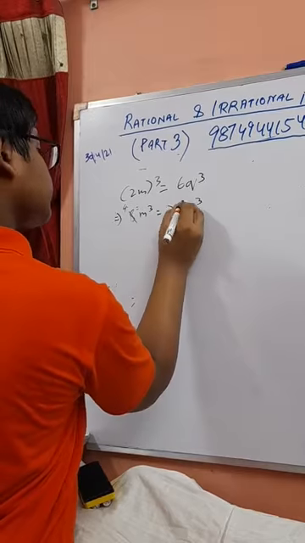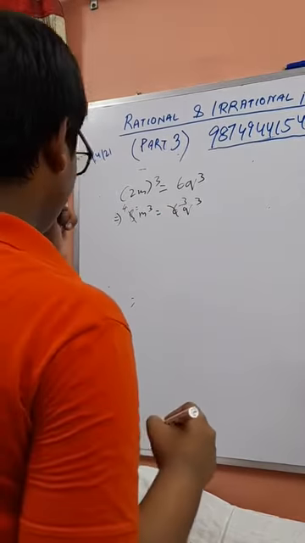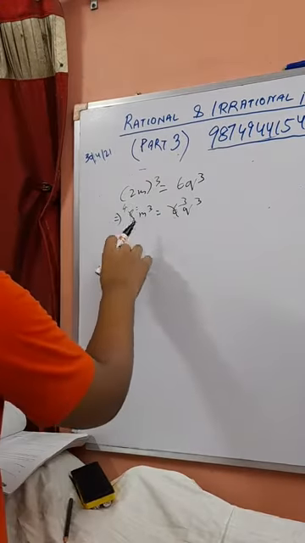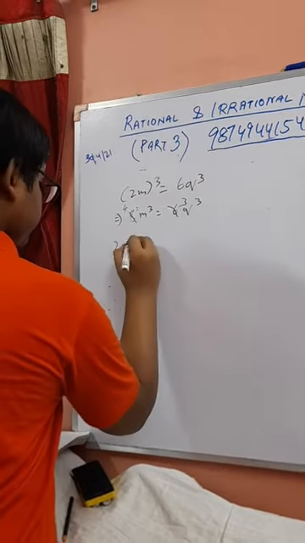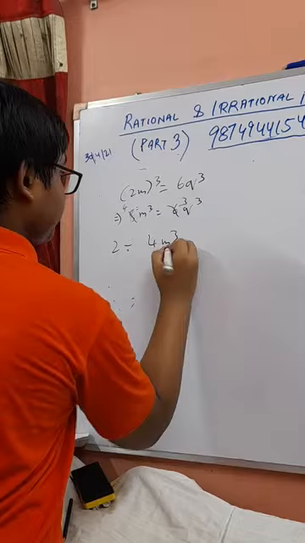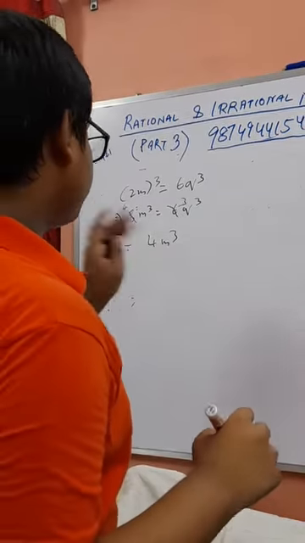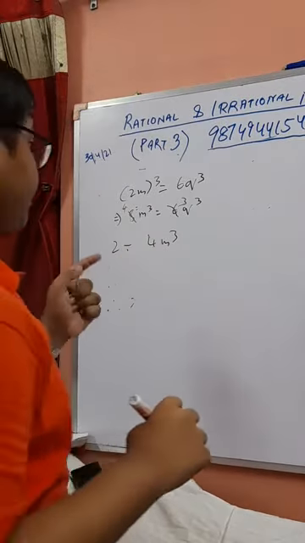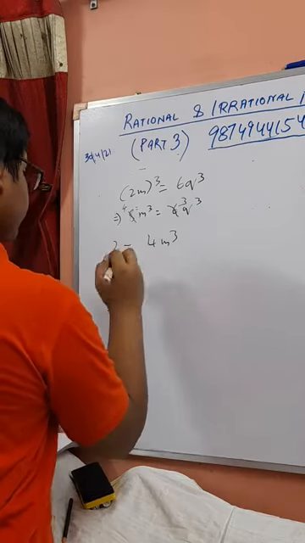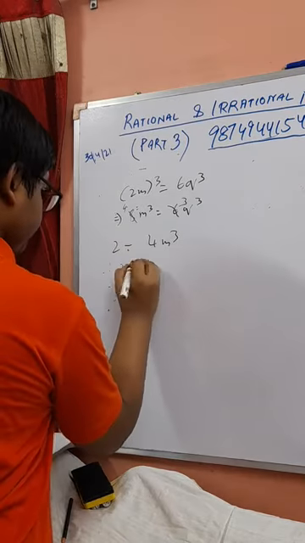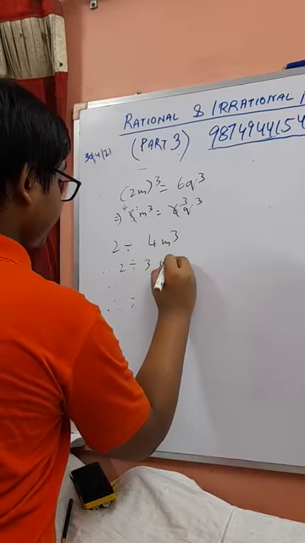Dividing by 2, we get 4m cube is equal to 3q cube. Now as 2 divides 4m cube, from theorem 1, 2 being a prime number has to divide 3q cube. Therefore 2 divides 3q cube.